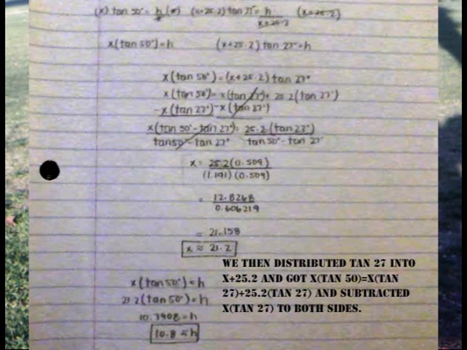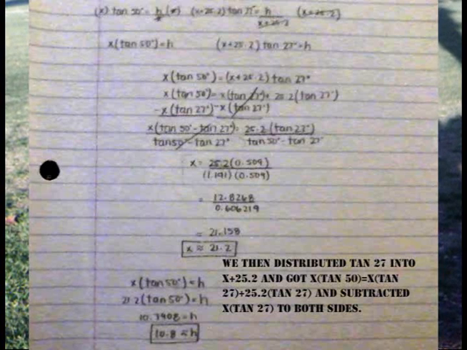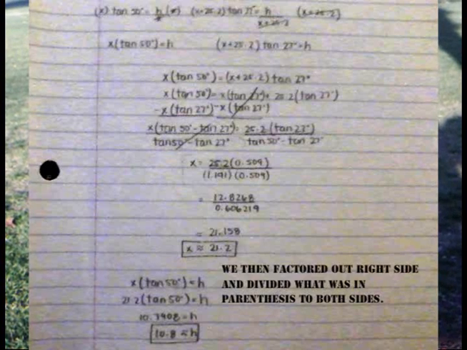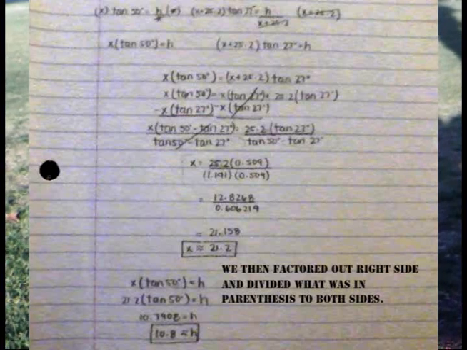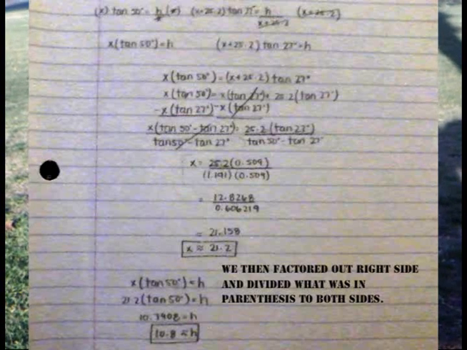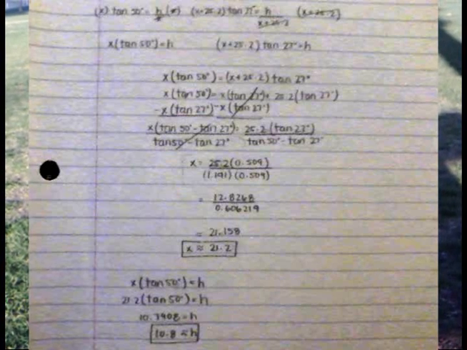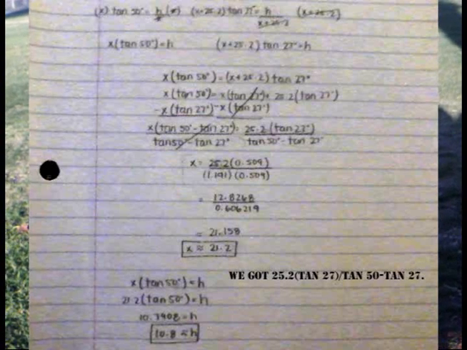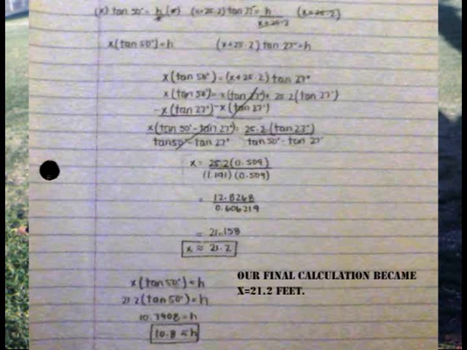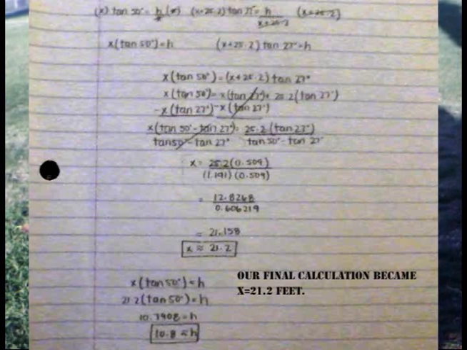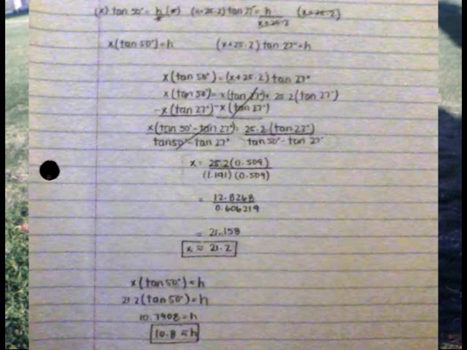We then distributed tangent 27 degrees into x plus 25.2 and got x times tangent 50 degrees equals x times tangent 27 degrees plus 25.2 tangent 27 degrees, and subtracted x times tangent 27 degrees from both sides. We then factored out our right side and divided what was in the parentheses to both sides and got x equals 25.2 times tangent 27 degrees over tangent 50 degrees minus tangent 27 degrees.